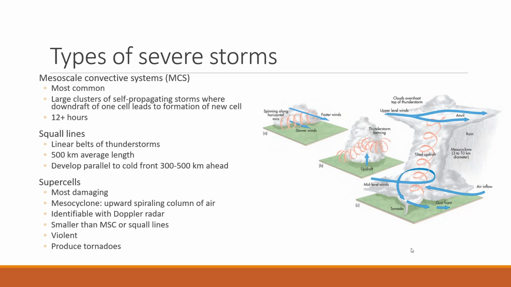And then the most dangerous ones are supercells. These are the most damaging. We can have what are called mesocyclones, which is an upward spiraling column of air. These are capable of creating tornadoes. These are identifiable with Doppler radar, so this is when we're looking at that rotation on Doppler radar. They are smaller than either mesoscale convective systems or squall lines, but they're quite violent. And again, they can produce those tornadoes. And we are actually seeing a supercell here.